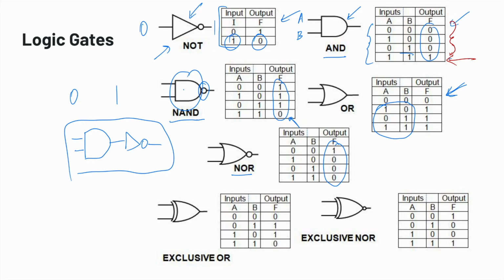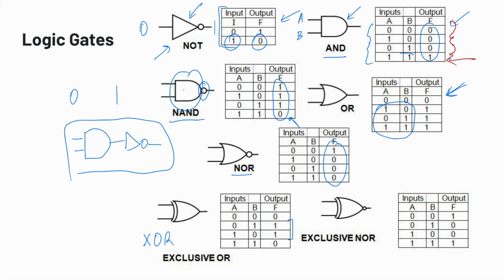Now the last type of gate that we're going to look at is going to be our exclusive OR gate. And this is also called an XOR gate. And basically how this works is that if we have different inputs, we're going to have a 1, otherwise we're going to have a 0.